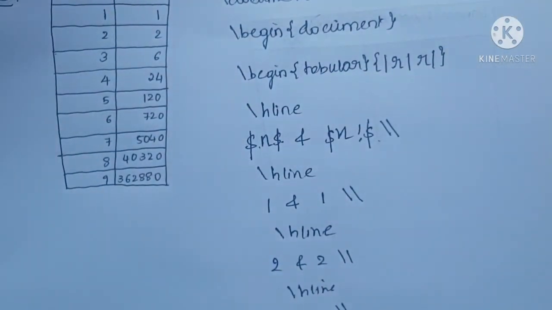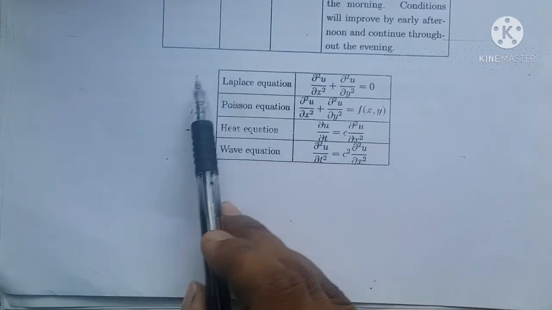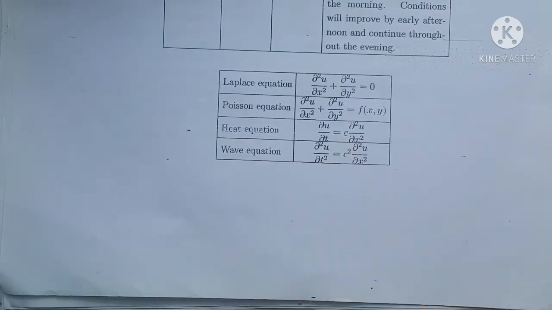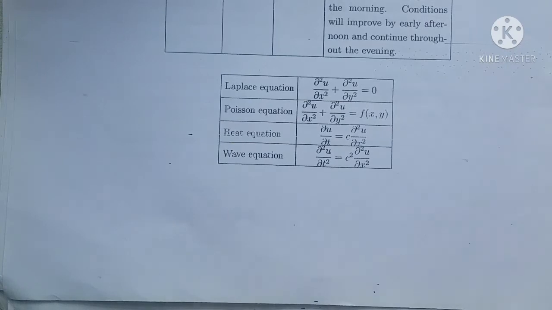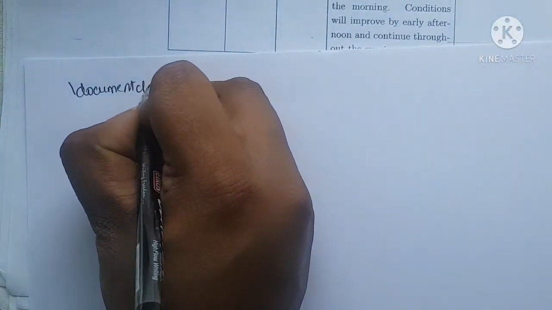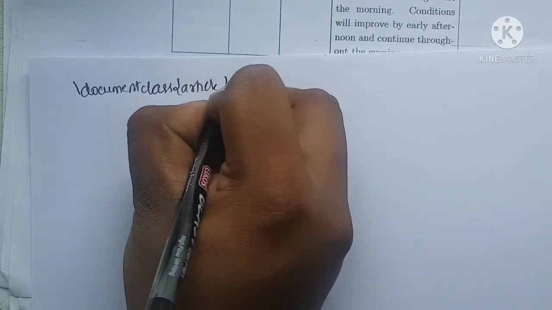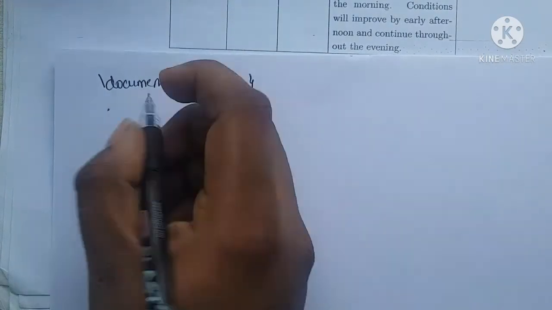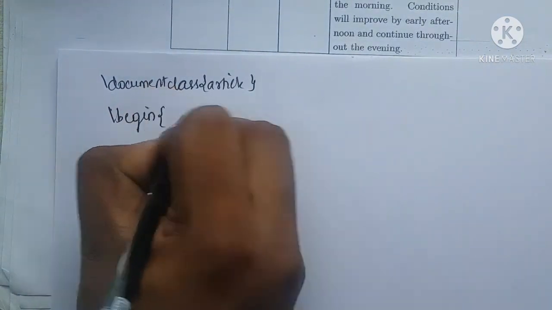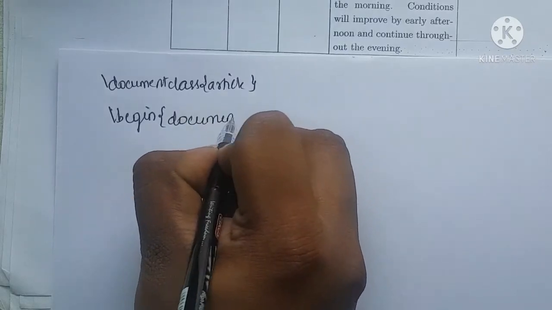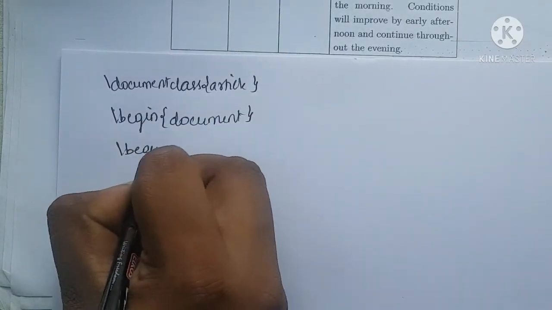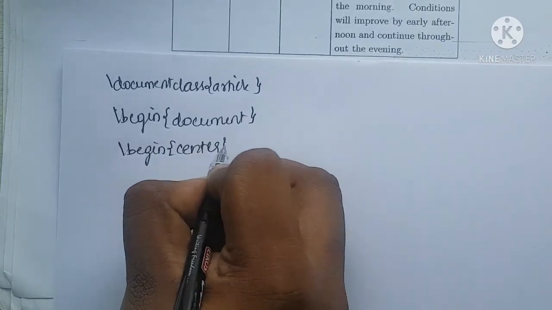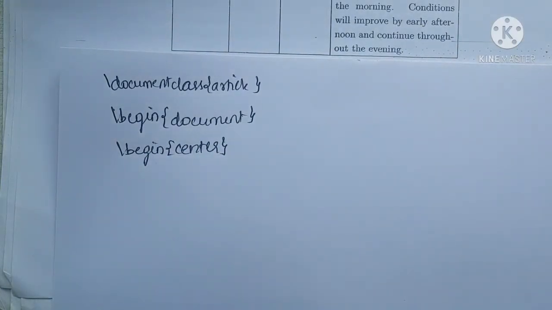We shall now see one more example. Example 4, we shall see how we can create this table. Let me write the LaTeX code now. As usual, what will be the first line always? It will be backslash documentclass article. If you want this table to be in the center of the page, you can use begin center also. Before that, we need to use begin document, then backslash begin center, because I need the table in the center of the page.